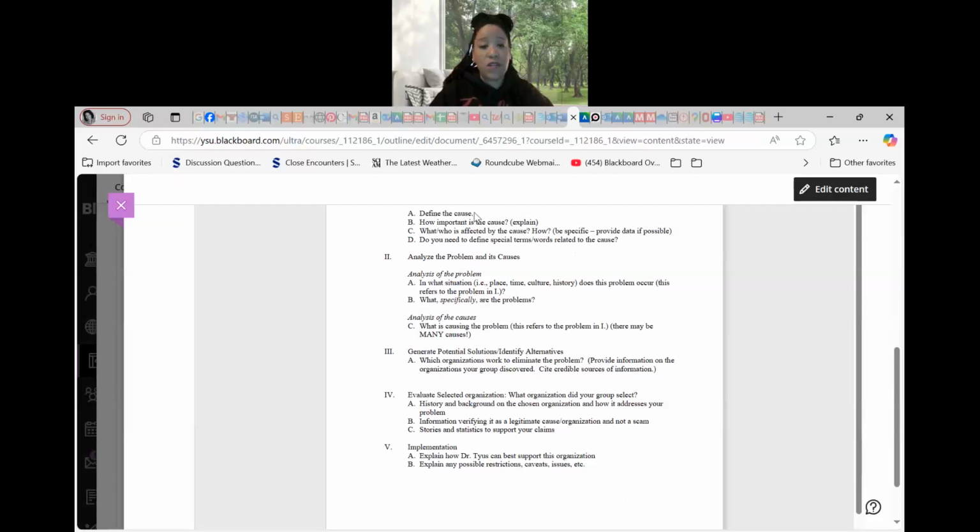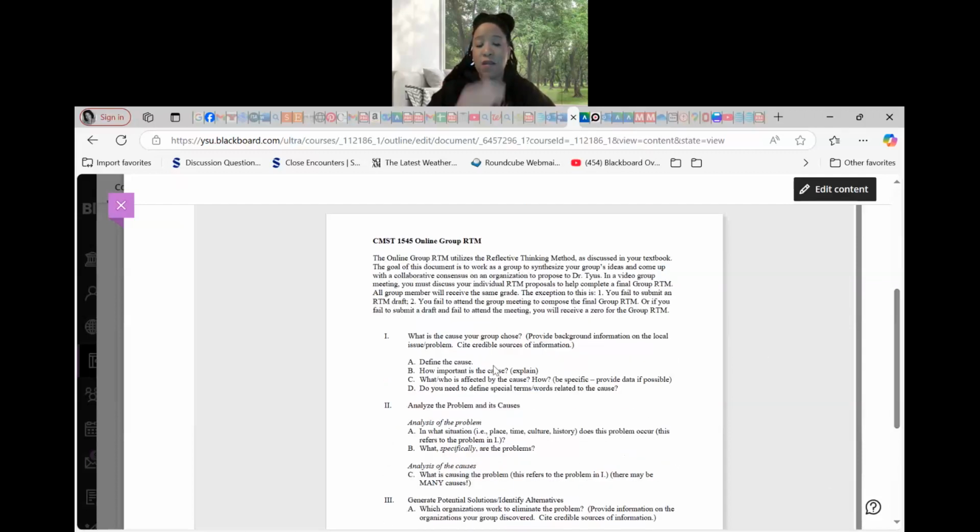So define the cause. So what is the cause? What is the issue? How important is it? Who's affected by it? So if you choose Red Cross, you might say, the problem question is how can we get more people to donate blood to the Red Cross? So what is the cause? There are not enough donations in the Mahoning County Trumbull area, and the blood supplies are running low. How important is this cause? It's very important, and leave it there. Give us a reason why it's very important.